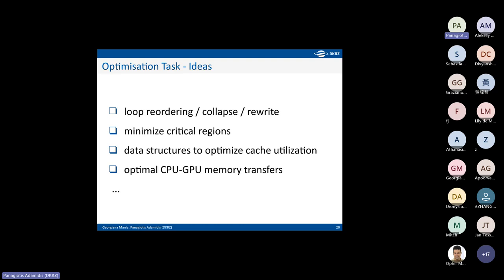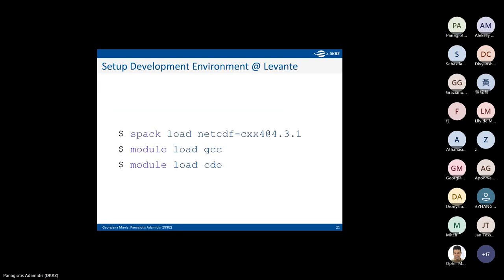You will need to also add some critical regions at some point. In some points, you will see that it's important that we maintain the sequentiality of the levels, for instance. So it's not going to be out of the box, but there will be some challenges, clearly. You can also optimize the data structures in order to optimize the cache utilization, and you can also optimize the CPU to GPU memory transfers.